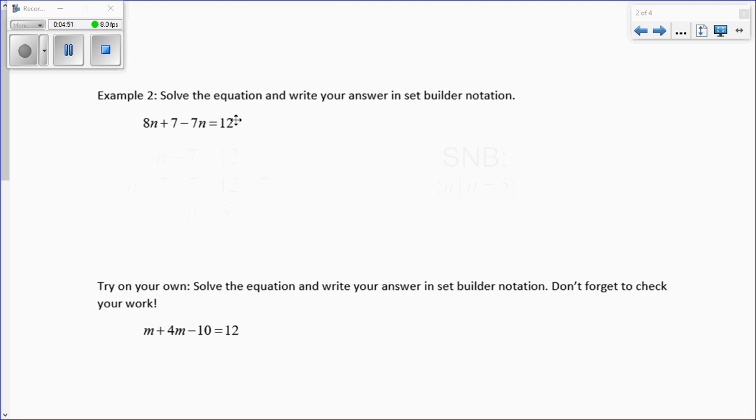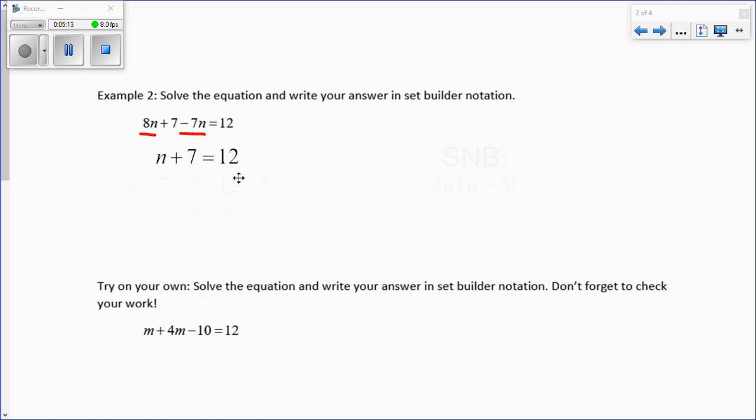The next step is to take care of any combining like terms. Now on this side, 8n and negative 7n are like terms, so I would go ahead and combine them into 1n. So I now have 1n plus 7, or just n plus 7 equals 12. There's nothing to combine over here with the 12, so I'm just going to leave it alone.